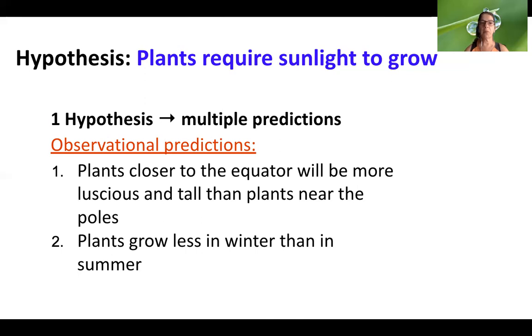A second observational prediction I can make is that plants will grow less in winter than they do in summer. That is based on my prior knowledge that there are fewer hours of daylight in winter than there are in summer. So plants in winter will receive less sunlight than plants in summer. So I can predict that plants will grow less in winter than they would in summer. Again, we had one hypothesis and we were able to make 5 different predictions.